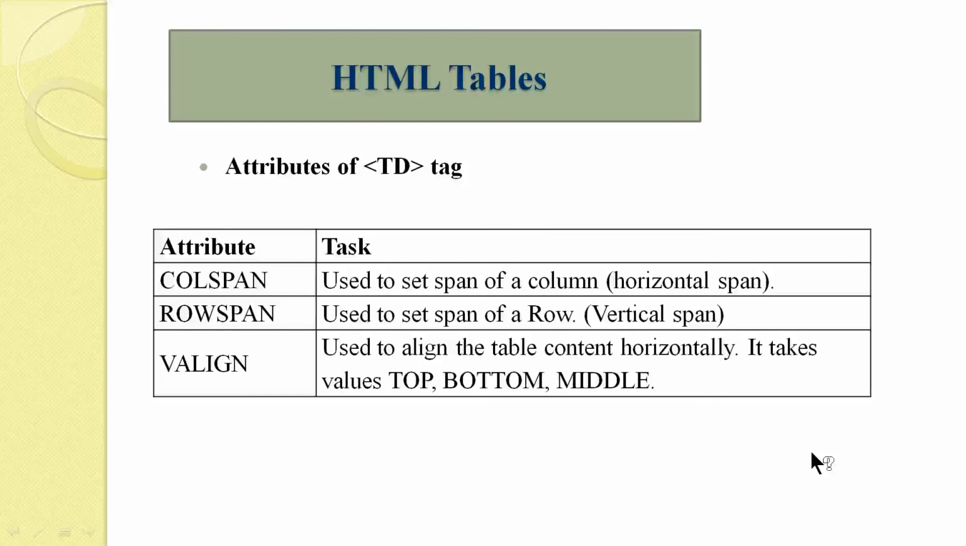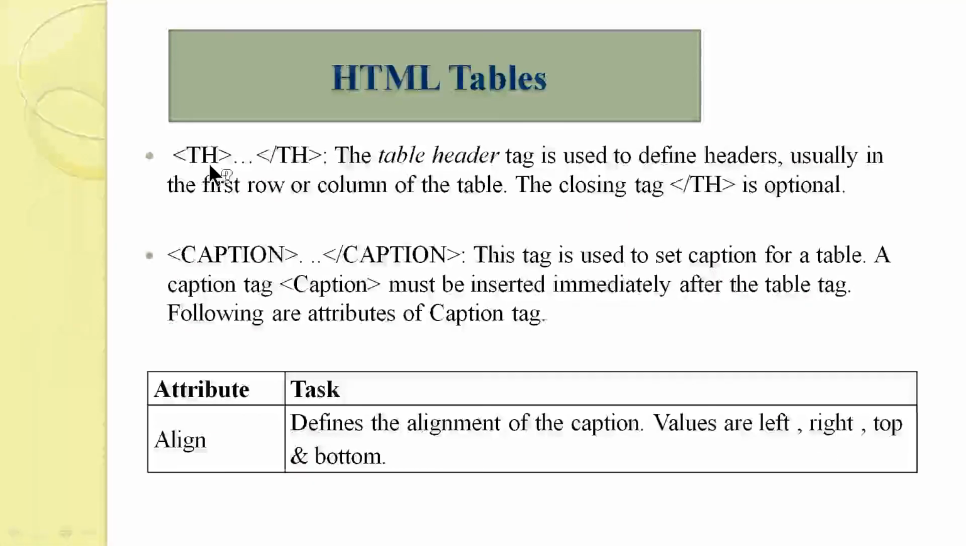Next we have the TH tag. TH indicates the table header tag. We have the beginning and the ending of it, but the closing tag of TH is optional. The TH tag defines a header cell in an HTML table. The header tag is used to define headers, and this can be placed in the first row or the first column of a table.